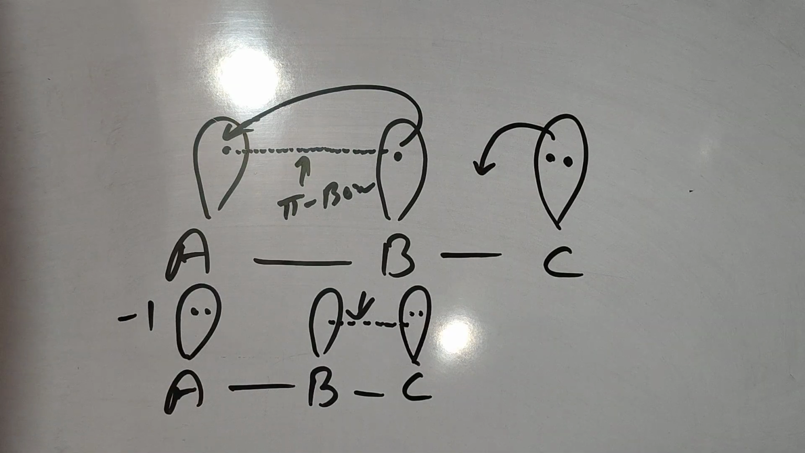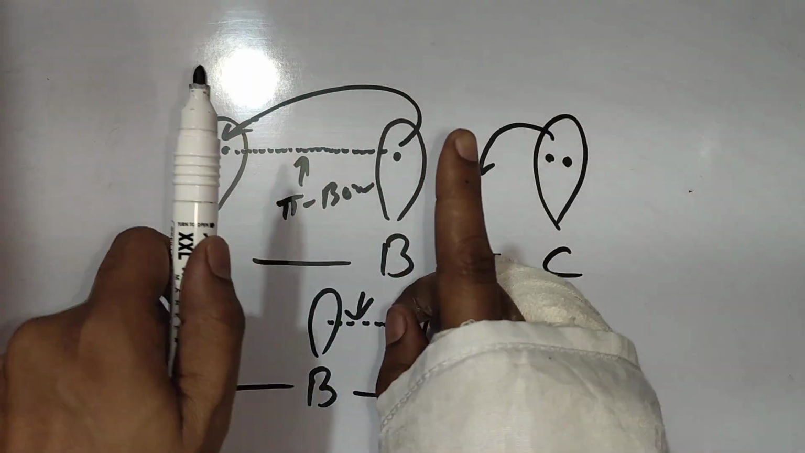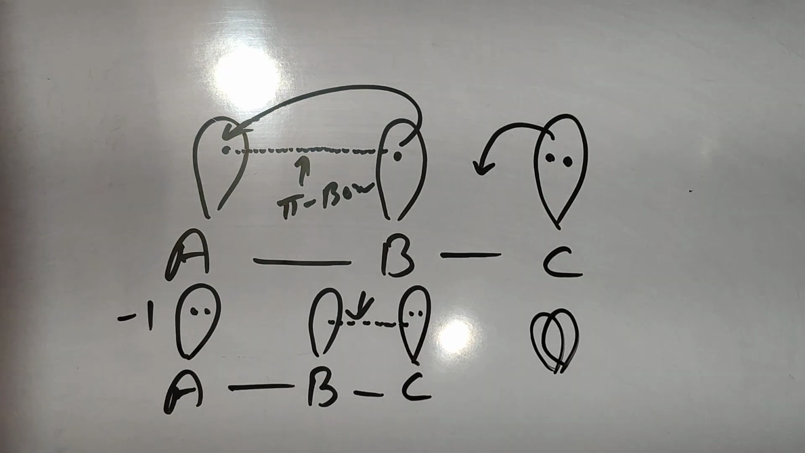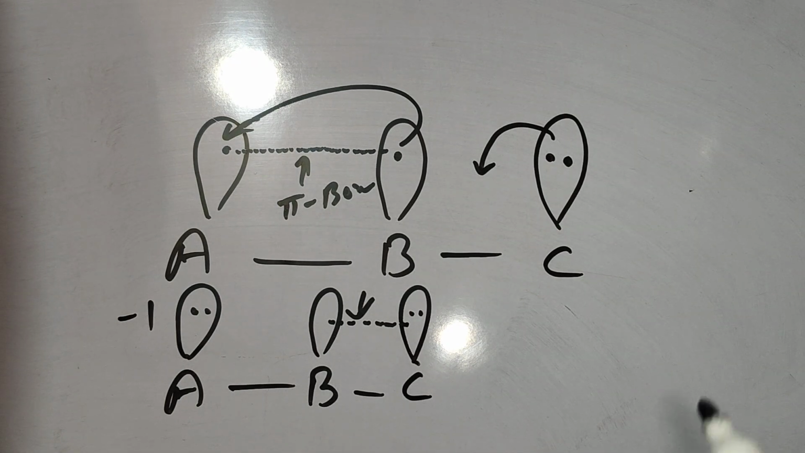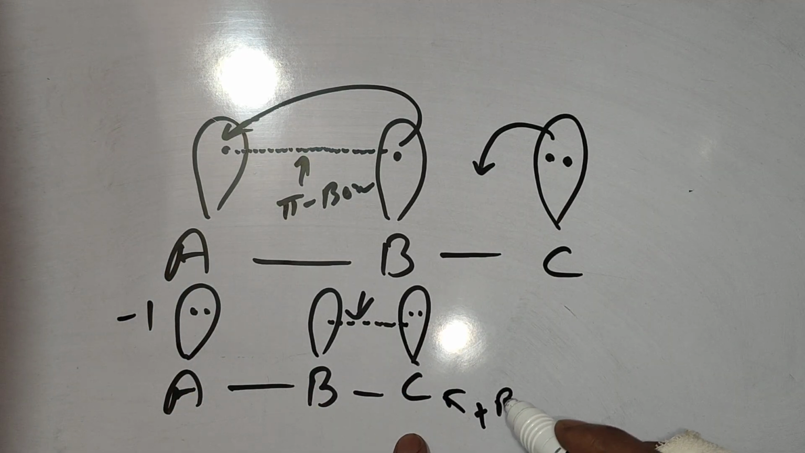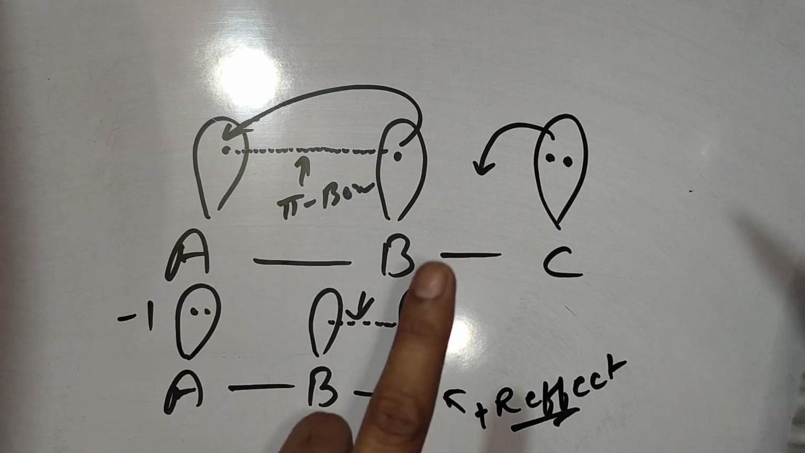This is the resonance. I have not drawn them perfectly overlapped. They are like this, perfectly overlapped. Like this. So draw it by yourself. For understanding, I am drawing them like this. Means C is showing here plus R effect. But for this, two conditions are a must.